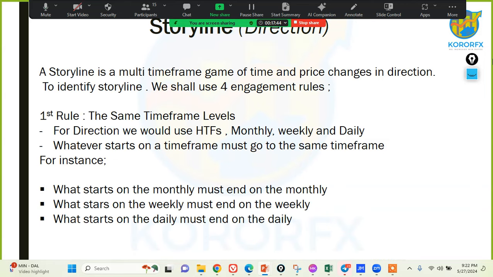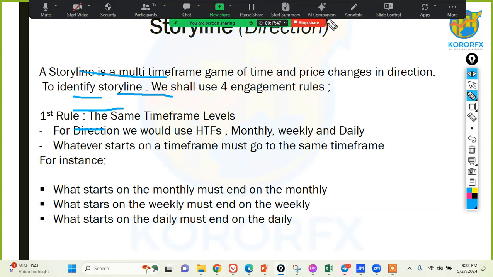So this is rule number one, guys. As you can see, we have rule number one for storyline: same time frame level. So whatever starts on monthly will end on monthly. Whatever starts on weekly will end on weekly. Whatever starts from the daily will end on daily. So that means for the direction, we use only three time frames. If you want to find the direction of the market, you can use the monthly, weekly, or daily.